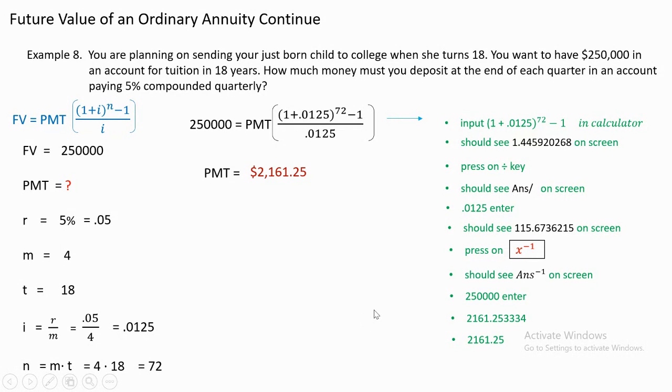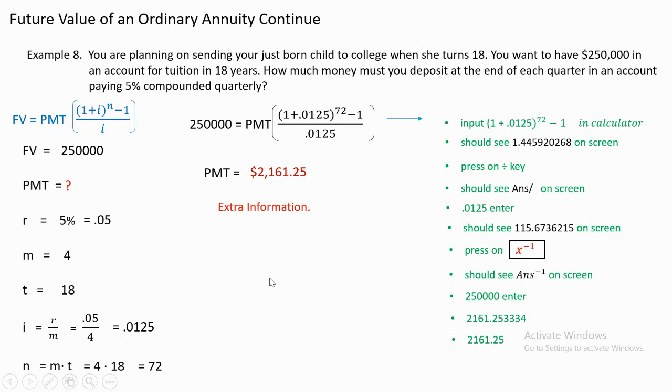Okay, now check this out. How much money must you deposit at the end of each quarter? So you're going to deposit this. These are your payments. That's how much you want to put in every 3 months, because every quarter means every 3 months. Now this is extra information.